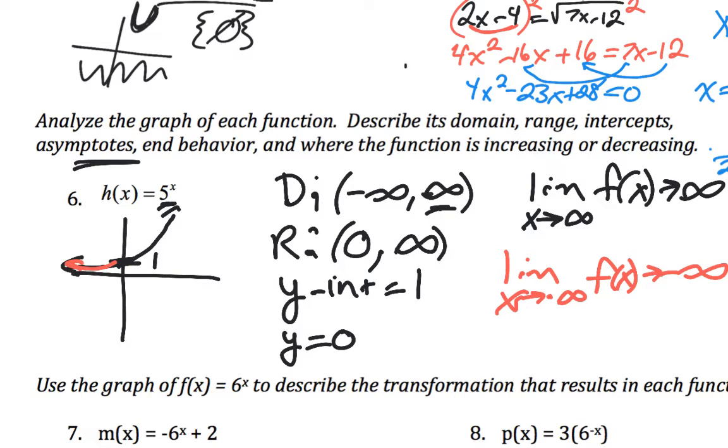And is this function increasing or decreasing, and where? Well, remember, this one's always increasing. It's increasing from negative infinity to positive infinity. That's it. Make sure you go systematically through those so you don't skip anything.